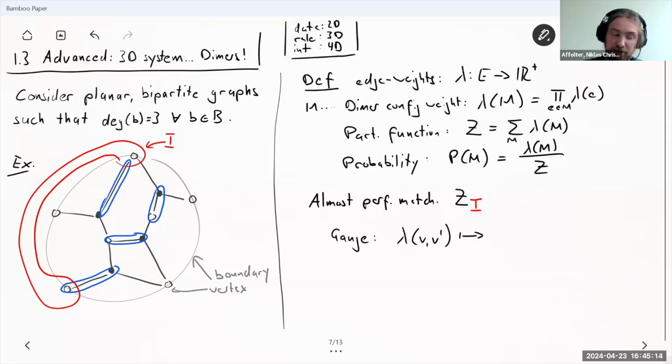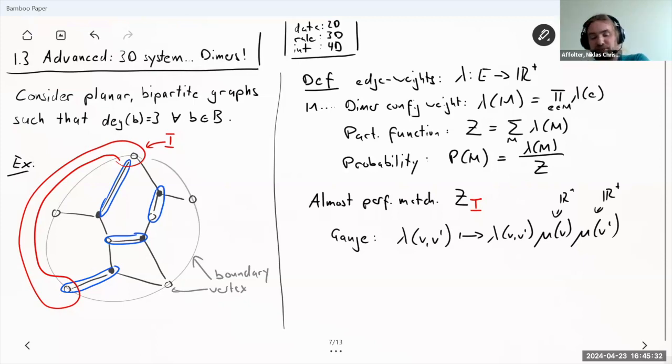Right, so we had these edge weights, maybe this edge from two vertices. But I could change them a bit by taking the same edge weight, but now I multiply it with two values, values in R plus. The other one is also a value in R plus. Then I get a new edge weight, and if I do this for all edges, so I have a field, this mu on the vertices, and multiply all edges by this field, the idea is that nothing relevant happens. What happens to my partition function? It's going to be my old partition function.